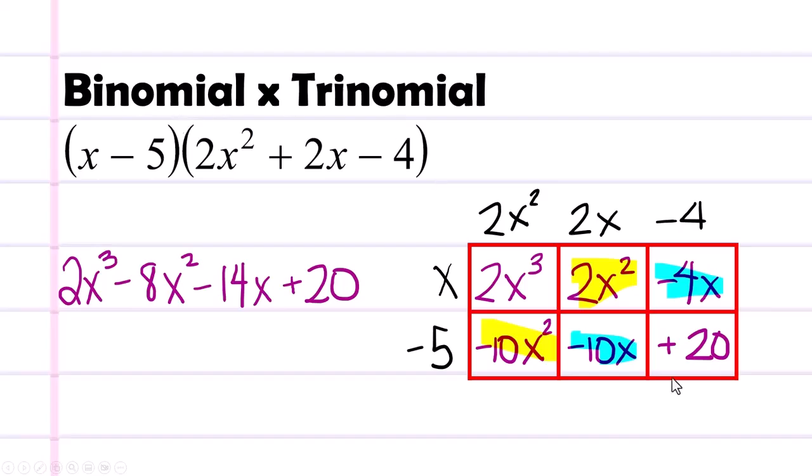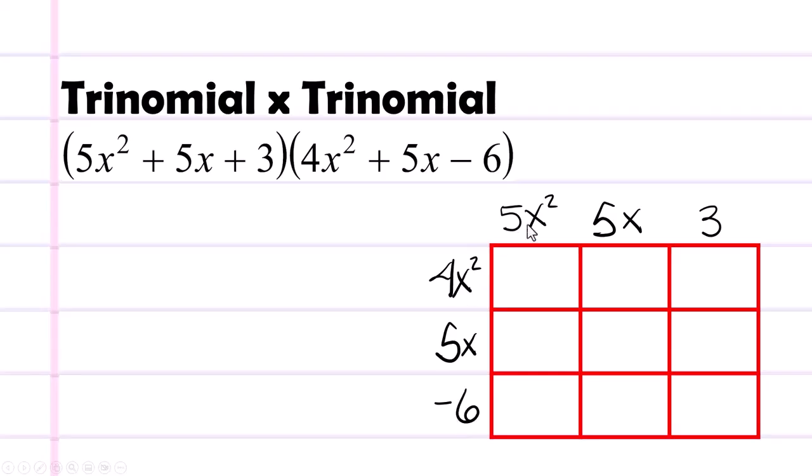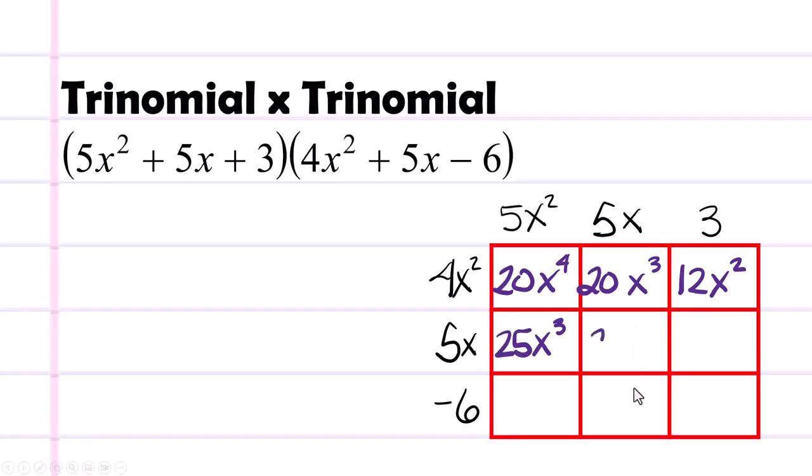All right, let's make it one more level complicated. And that's a trinomial times a trinomial. And so you're going to end up with a 3 by 3 box. 4x squared times 5x squared, that's going to be 20x to the 4th. 4x squared times 5x is 20x cubed. 4x squared times 3 is 12x squared. 5x times 5x squared is 25x cubed. 5x times 5x is 25x squared, and 5x times 3 is 15x.